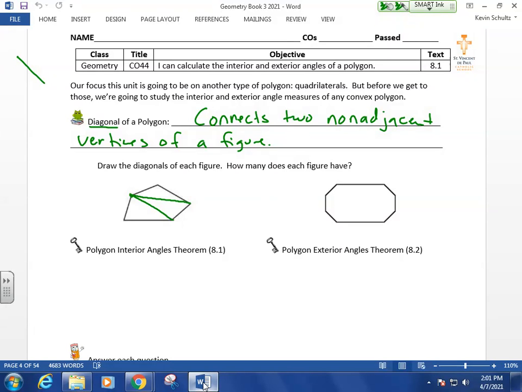I can also make some diagonals from this vertex here. I can go up like that and up to that vertex, there. I can also make one going up like that. It is a star. Isn't that cute? Bet you didn't see that one coming. Okay. So how many diagonals total does this figure have here?